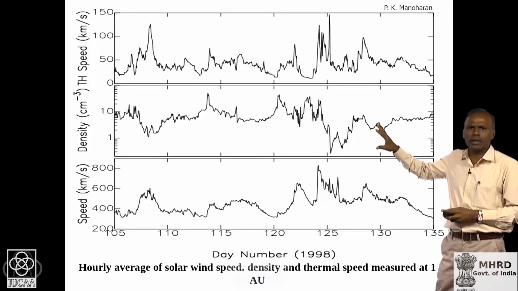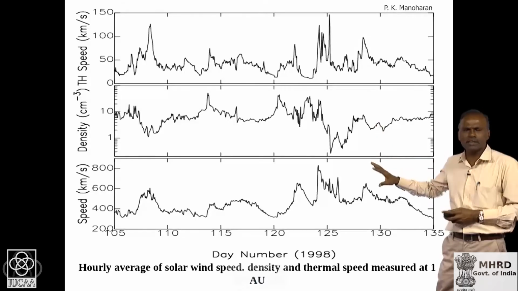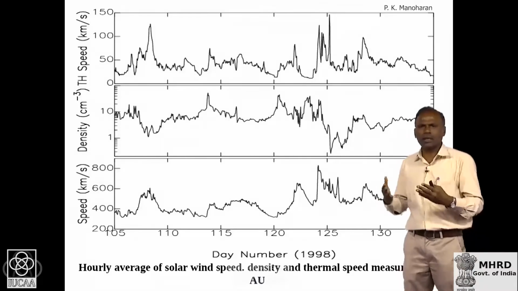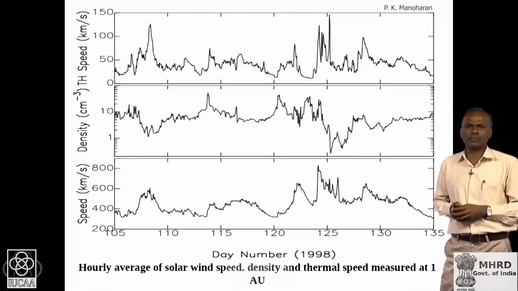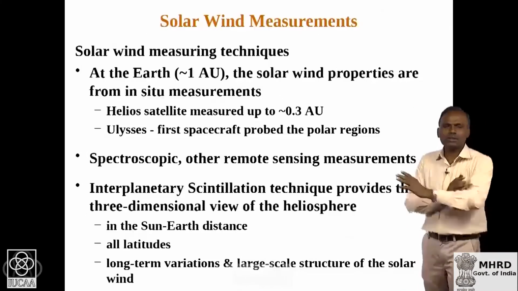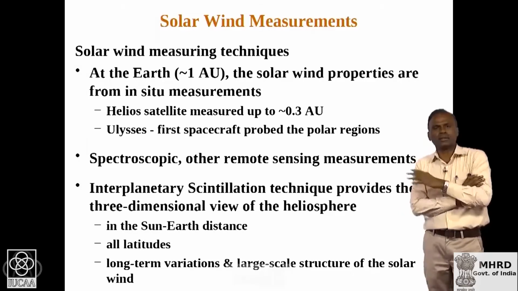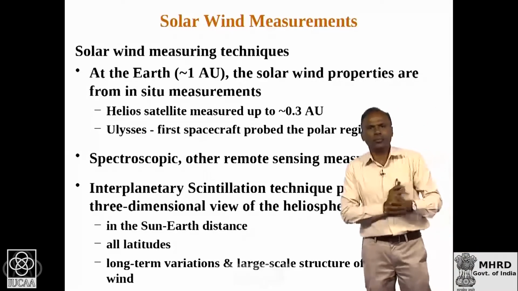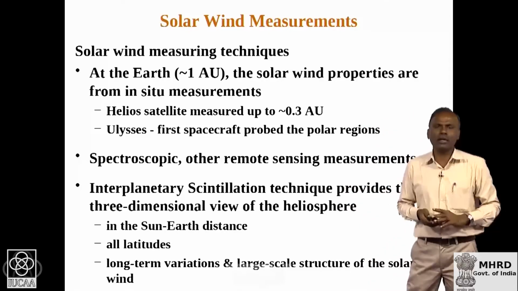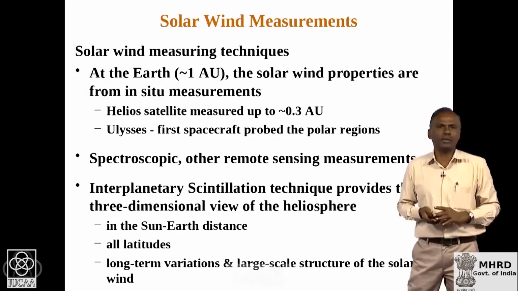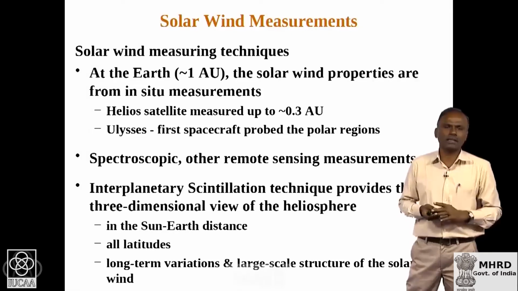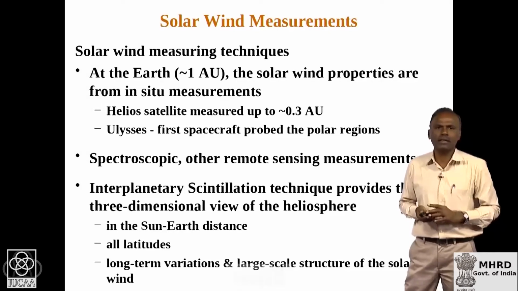So if you compare the speed and density, you can see a decrease in density when the speed is high. That indicates the typical properties of the coronal hole. Okay, how can the solar wind be measured? At near Earth space, that is at about 1 AU, the solar wind properties come from in situ measurement. That is, we use spacecraft and satellites to measure solar wind speed.